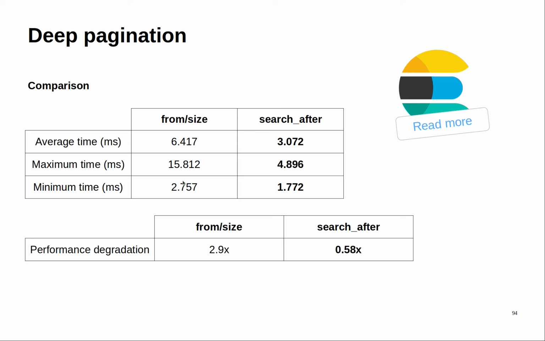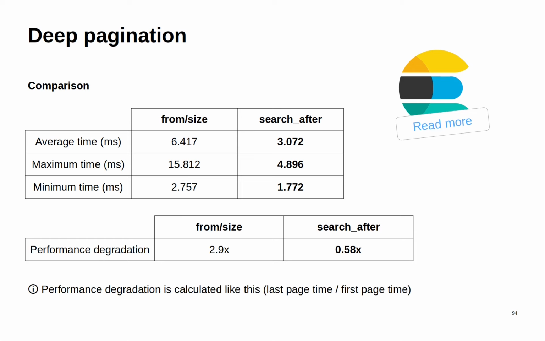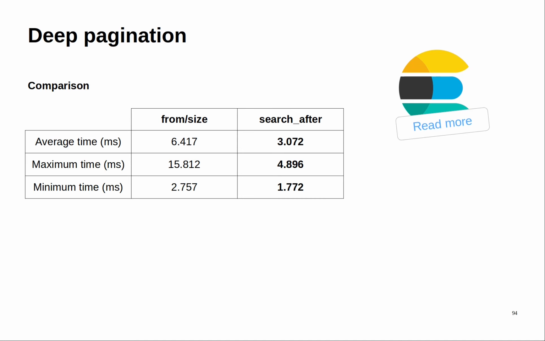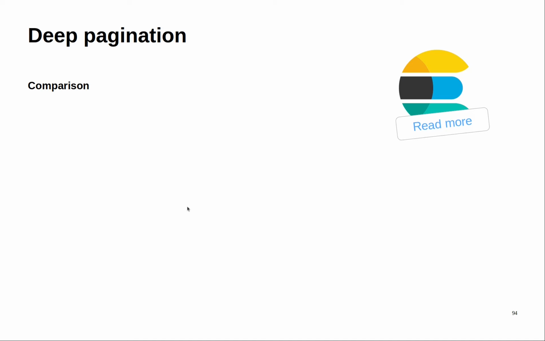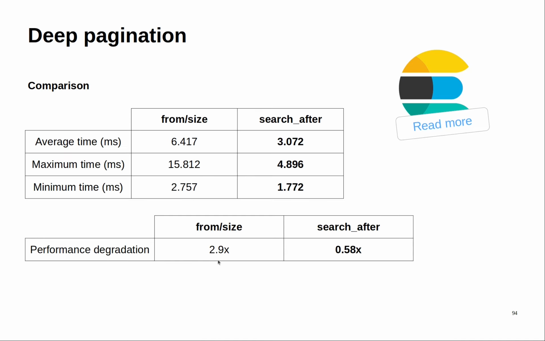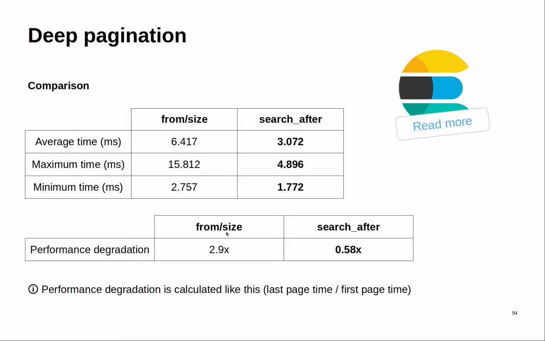This is what I show in the second table. You can see that the performance is calculated like this. We take the last page time and we divide it by the first page time. Basically, we take the response time at the last iteration and we divide that by the first time. Technically, we should take the maximum value and divide it by the minimum value, but we have some variation. But as you can see, even when doing that, we get a 3 times degradation for the from size method, while for the search after method, we don't get that much degradation.